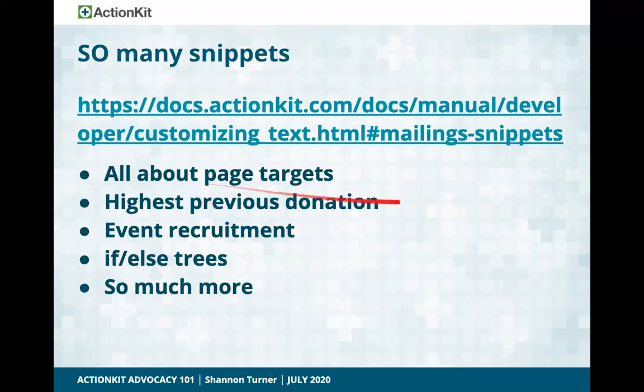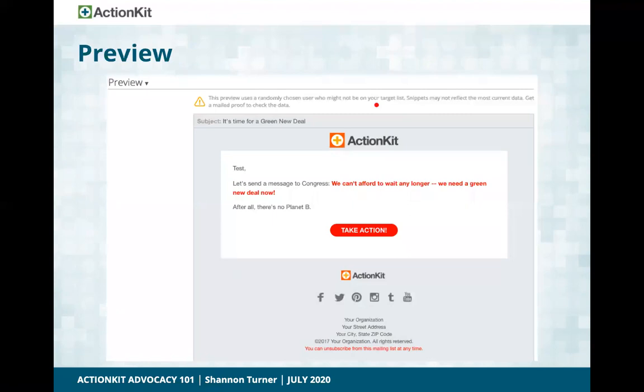There's also, for donations, you can do highest previous donation snippets and a whole host of similar donation-based snippets that let you customize based on that specific user's past giving. There's snippets to recruit members to an event. You can do if-else logic trees. You can check on a user's custom fields. There's so much that you can do with personalization here. And we could really spend a whole hour just on the snippets, but sadly, we have to move on. So I'm going to leave you with this link, and now we're going to go onward to the preview.